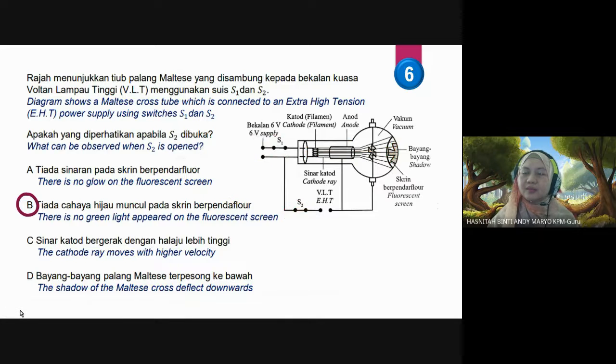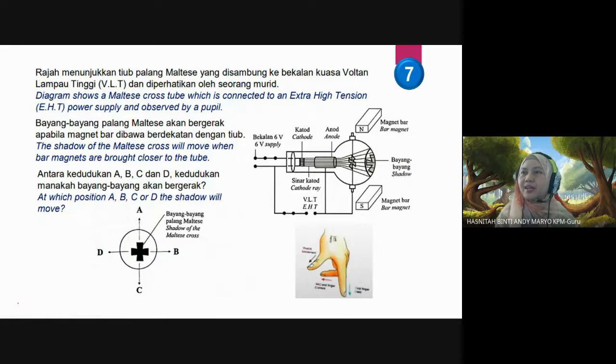Okay, next. Question 7, student. This is how to apply Fleming's left hand rule.